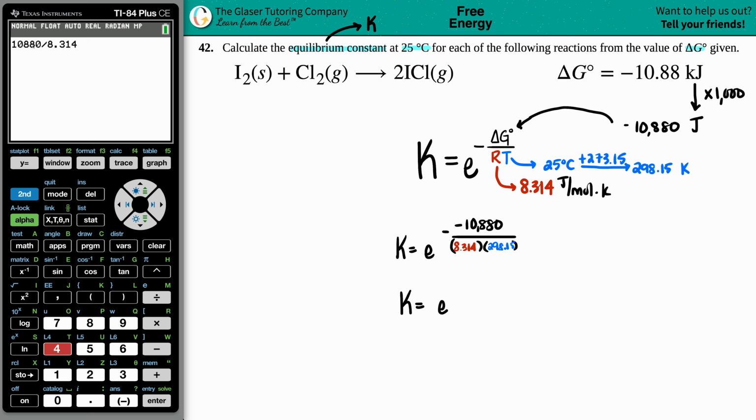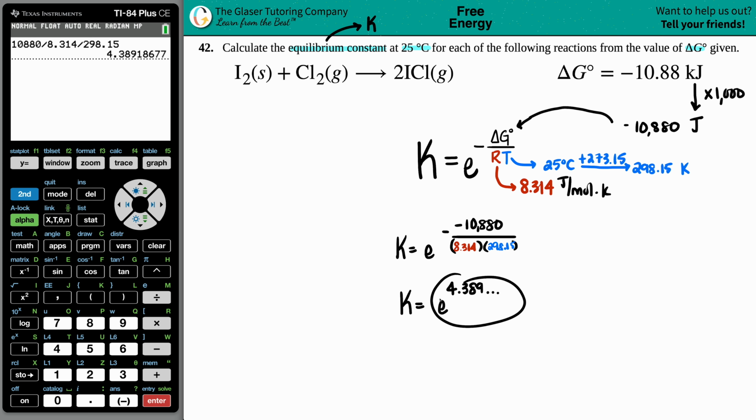And now since I'm not using any parentheses in here, and I want to get that 298.15 in there, I'm going to press divide. That way the calculator will understand what I'm trying to do. Press enter, and there we go. We got a lot of numbers. So it's e raised to the 4.389 and a couple more numbers to come. But just remember that this is not your final answer, so don't round. So I'm not going to round the number when I do this function. So here we go. We're getting the answer.